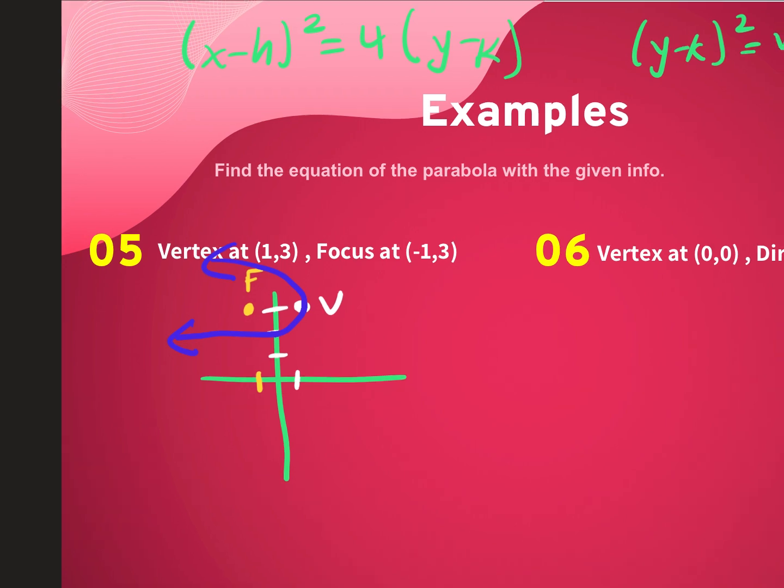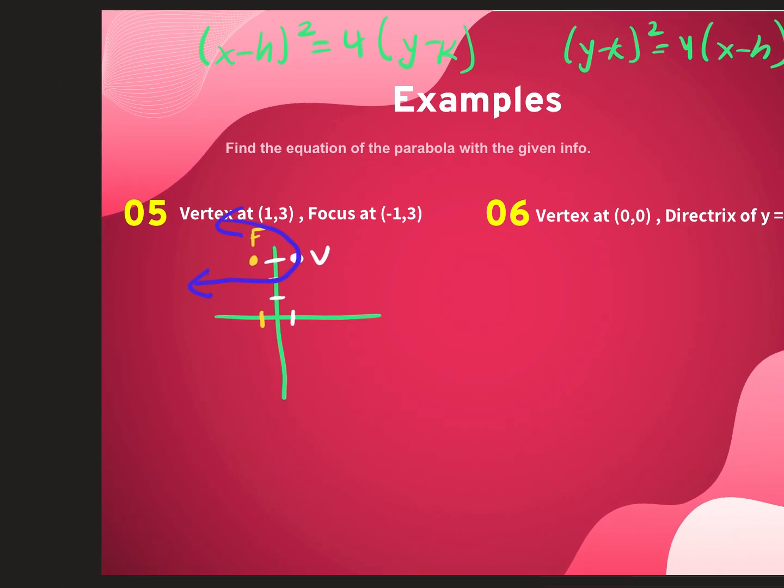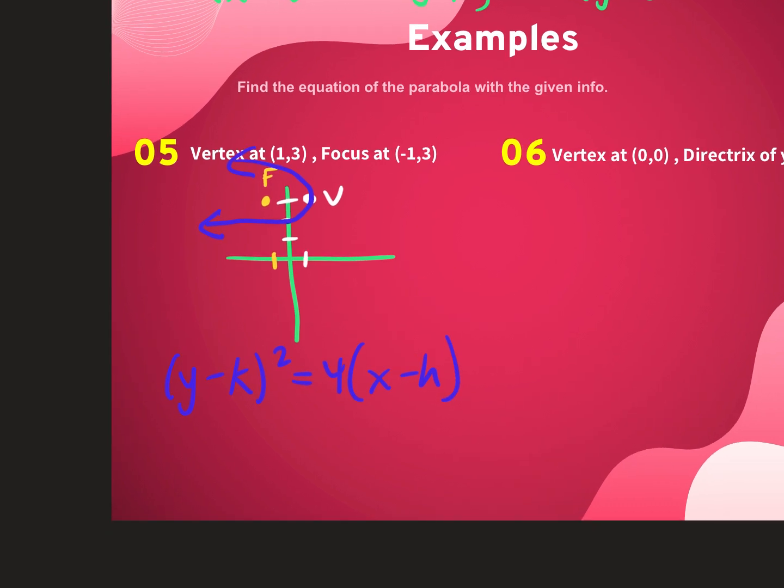Which equation am I using? Y squared or x squared? So y minus k squared equals 4 times x minus h. You guys agree? All right, well, we already know one piece of information. What's that? What can I fill in already?